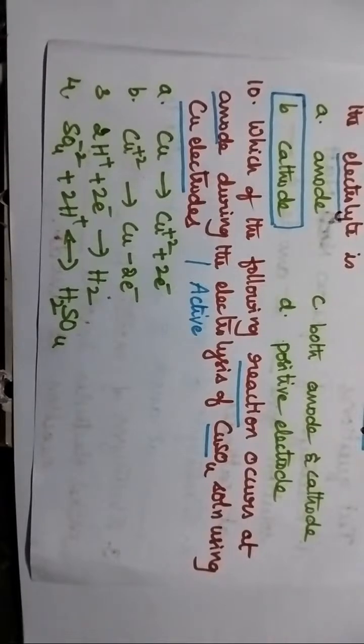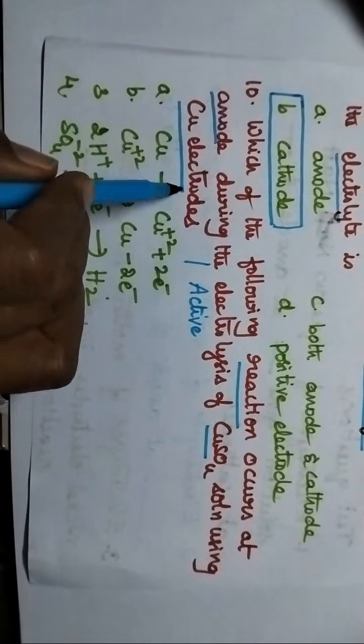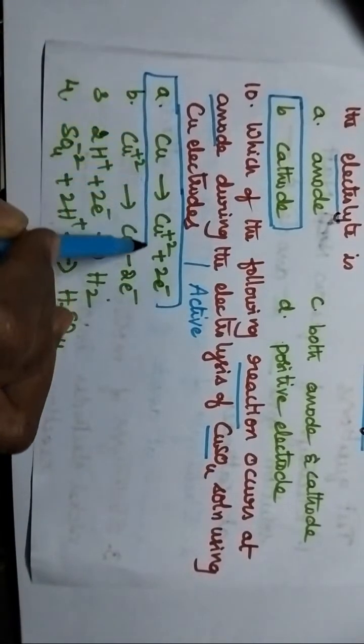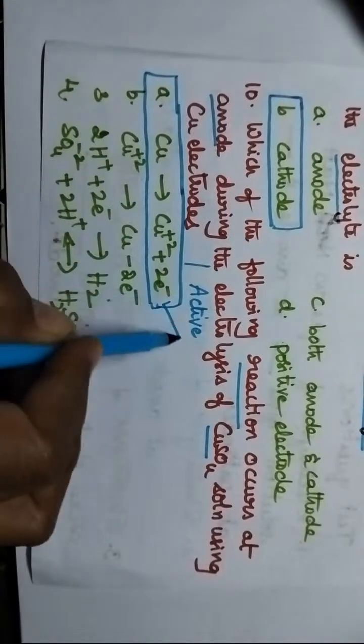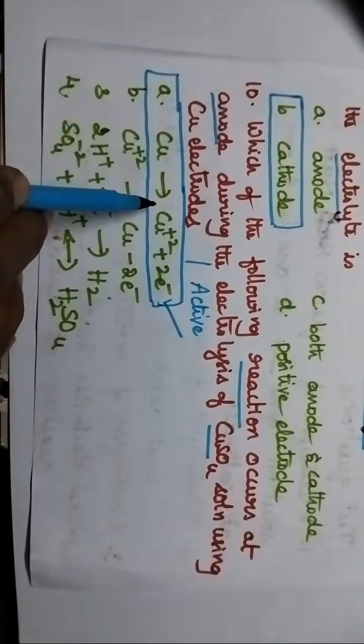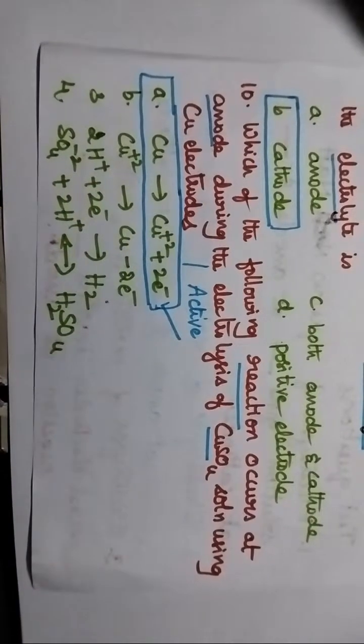Very good. Vaishnavi, Rajeshwari, very good. So whenever active electrodes are used at the anode, the electrode slowly dissolves. Rebecca, check your answer. Electrode slowly dissolves. That means copper will be converted into copper ions. At the anode, oxidation takes place. So loss of electrons takes place. So option A is the right answer. Copper will be converted into Cu2+ ions with the loss of 2 electrons.